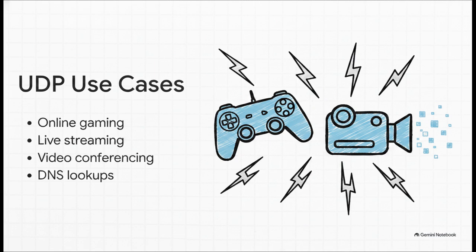In an online multiplayer game, you need to know exactly where the enemy player is right this millisecond. If that data packet gets lost, you definitely don't want the game to freeze and wait for it to be resent. By the time it finally arrives, the player's already moved. In video conferencing and live streaming, a dropped frame is vastly preferred over a delayed one. That is exactly why UDP is used.